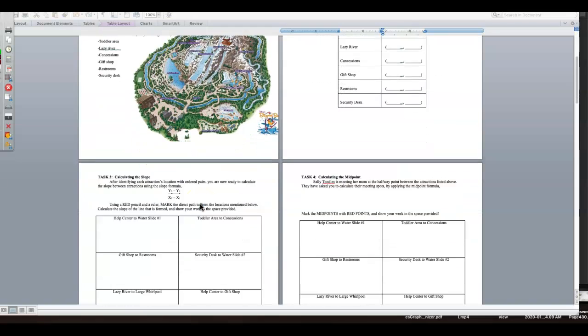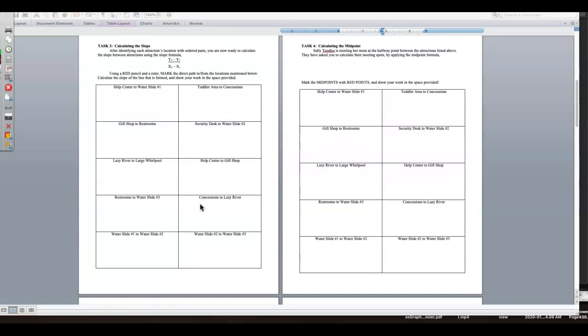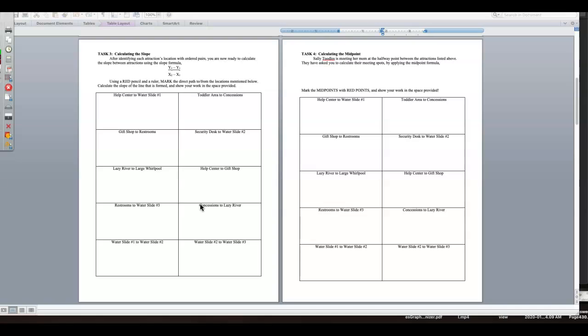All right, the third task that we talked about before you left, and I checked most of them before you left, was task 3, and that was calculating slope. This is something that we did earlier in the year, so it should be a review and hopefully come back to you. Up here at the top of the page, it's going to give you the slope formula, y2 minus y1 over x2 minus x1. So I'm going to use 2 of the coordinate points. I used the concession stand and the toddler area, so I'm actually using this one over here.